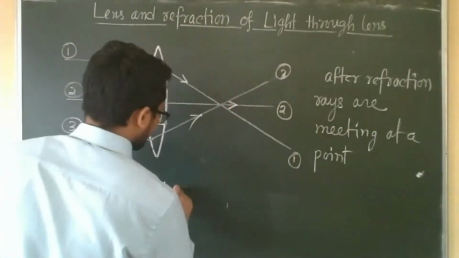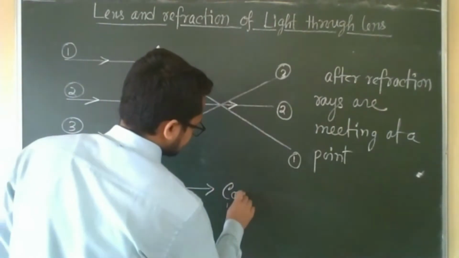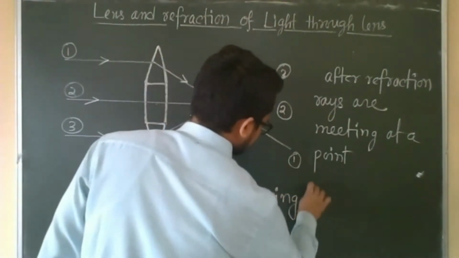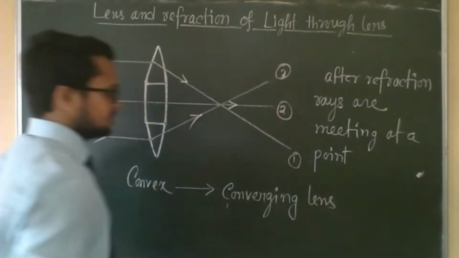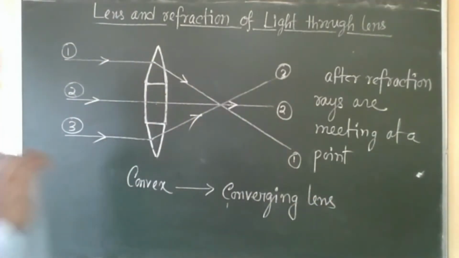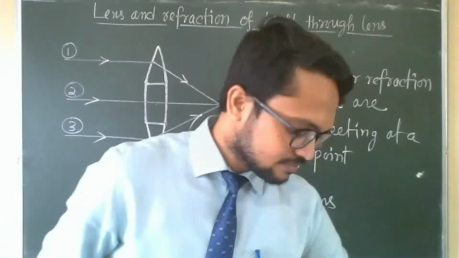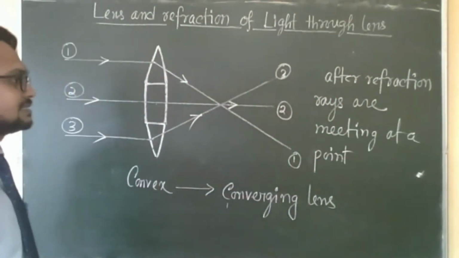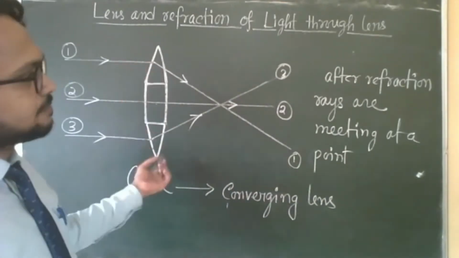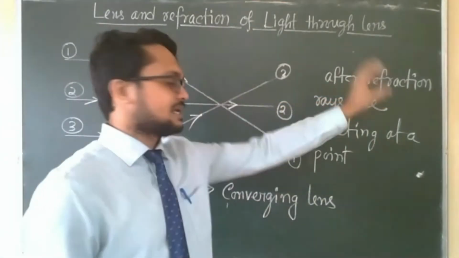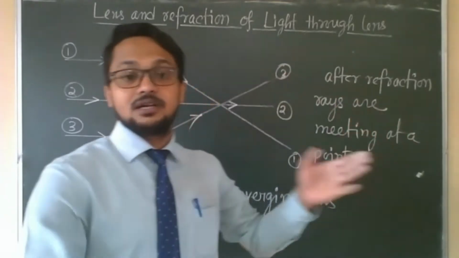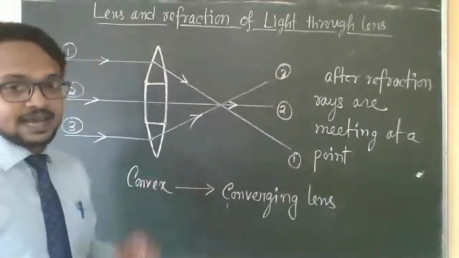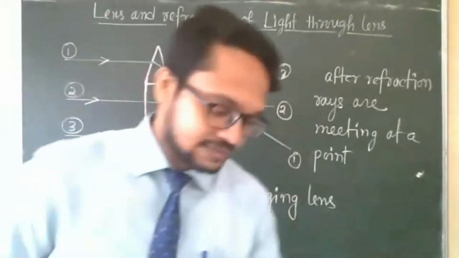For that reason, this convex lens is also known as converging lens. Okay, clear? So you can get this type of question: why is convex lens known as converging lens? So draw a simple diagram. Then write that after refraction, all the rays are meeting at a point, or you can write converging at a point. For that reason, convex lens is known as converging lens.